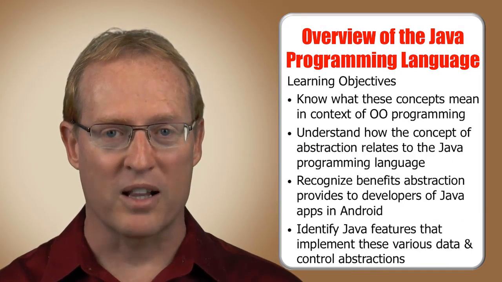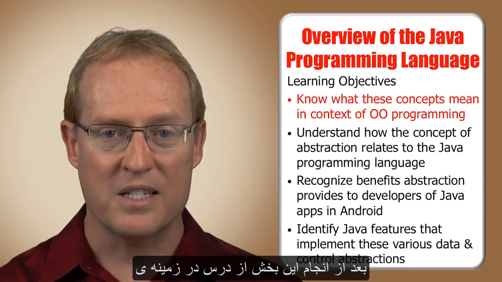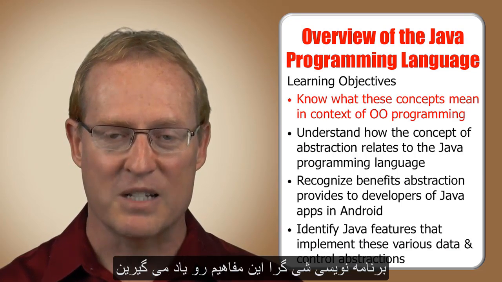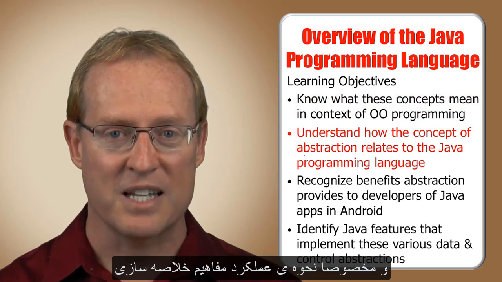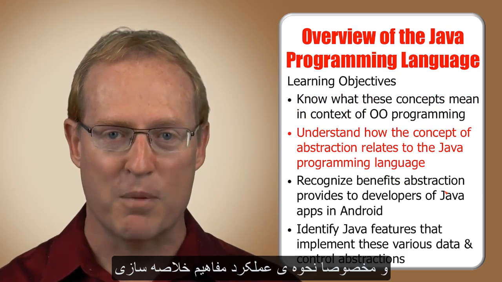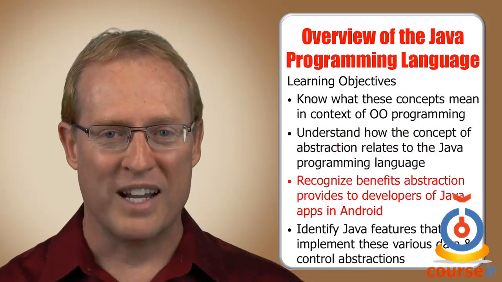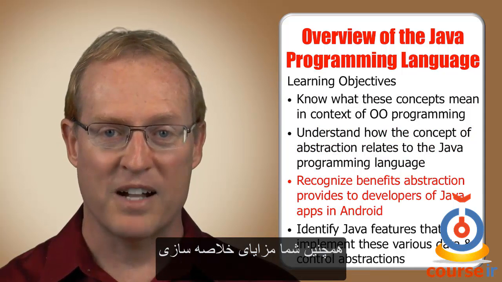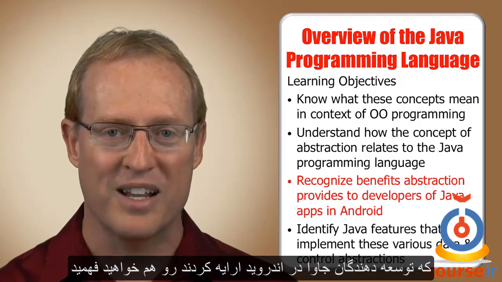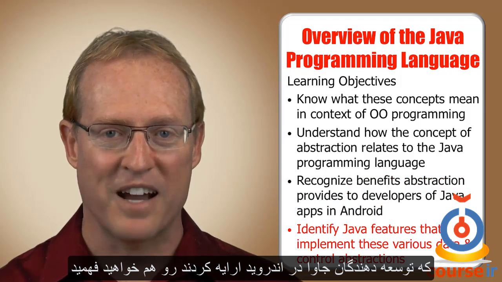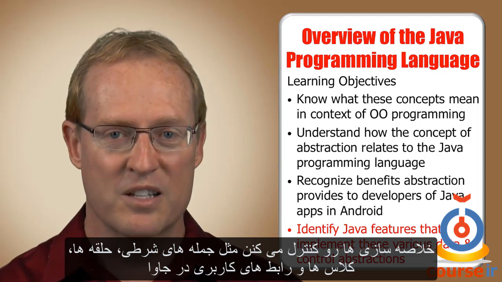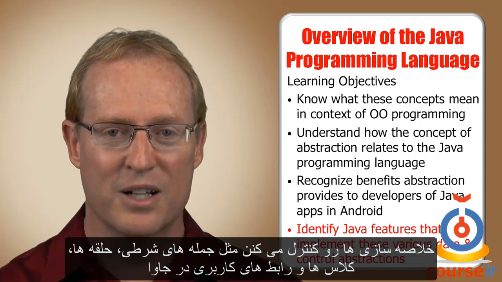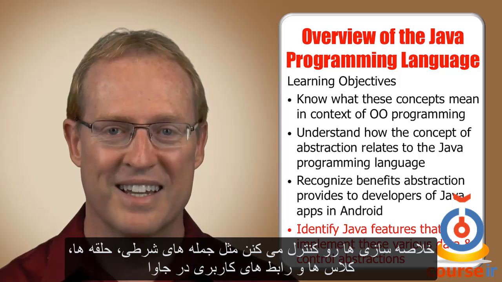After completing this part of the lesson, you'll know what these concepts generally mean in the context of object-oriented programming, understand specifically how the concept of abstraction relates to the Java programming language, recognize the benefits abstraction provides developers of Java apps in Android, and be able to identify Java features that implement various data and control abstractions, such as Java's conditional statements, loops, classes, and interfaces.